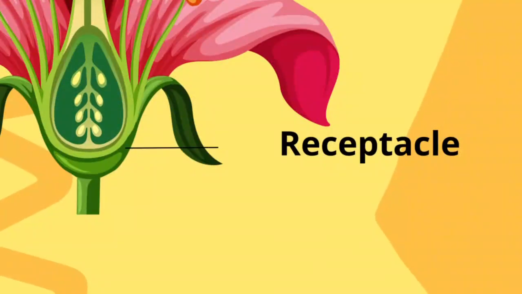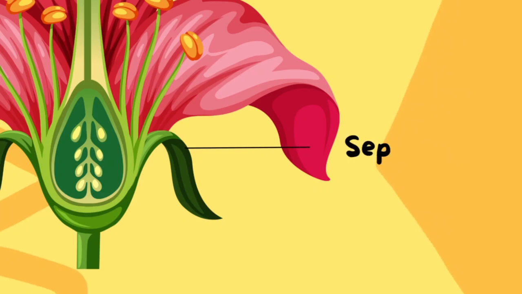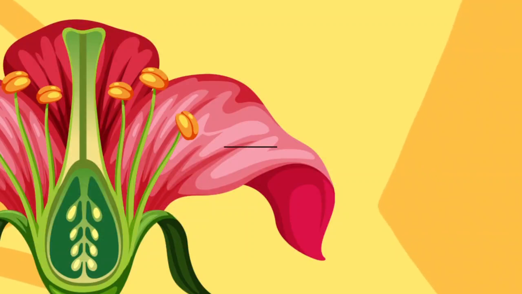The first part is the receptacle, which is the last part of the stem, and it can carry all the flower's parts. After that, we can see green leaves called sepals, which protect the flower before blooming. Now we can see the colored part of the flower, which attracts insects, of course, and the colored parts are petals.